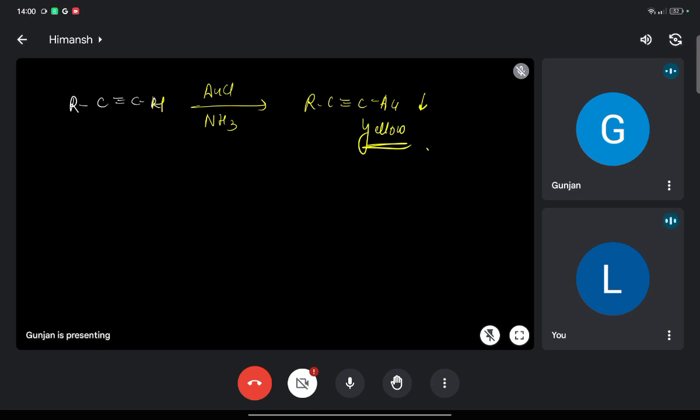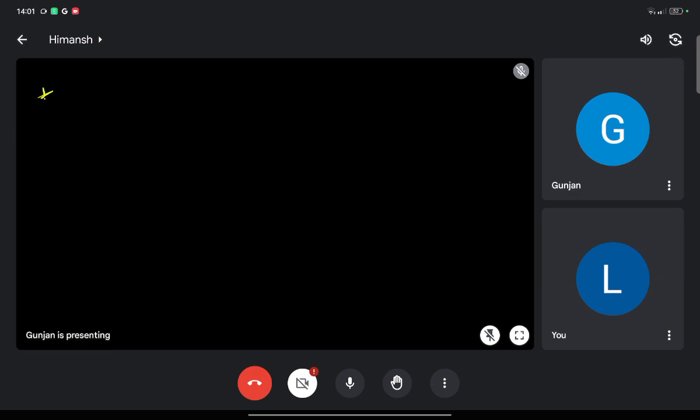Yes, ma'am, got it. So here we can identify that an alkyne having acidic hydrogen is present, then only this reaction happens. Otherwise, if it is not present, we will not obtain these observations. Correct? Yes, ma'am. A yellow precipitate will be formed. Correct.